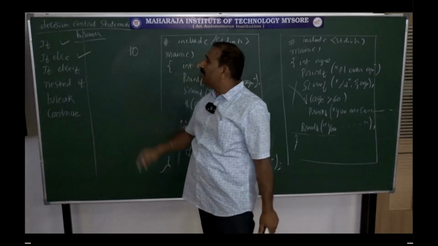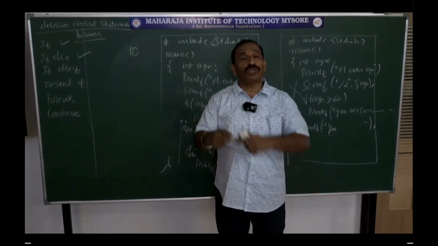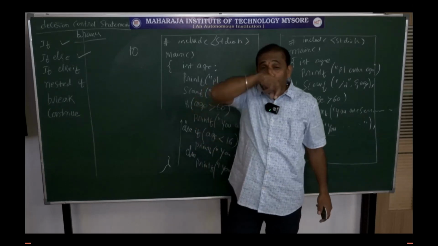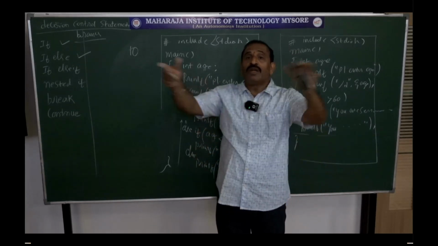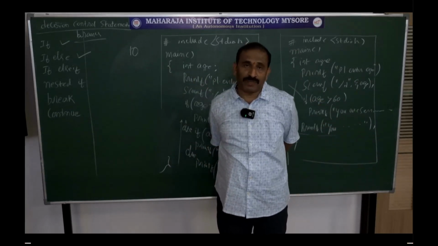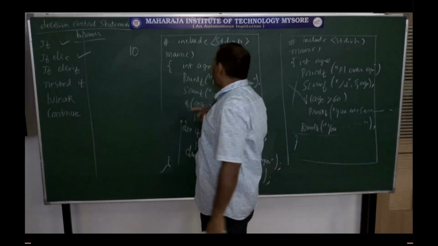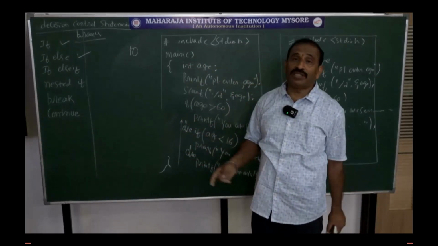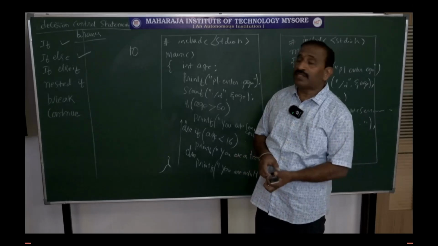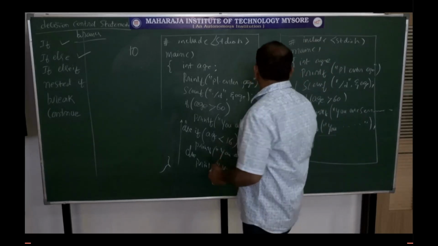So else if can be used in a sequential way. In this way, you can have multiple branches. Right? As you see more programs, you will be seeing the usage of these if and else if with some more examples. All right?